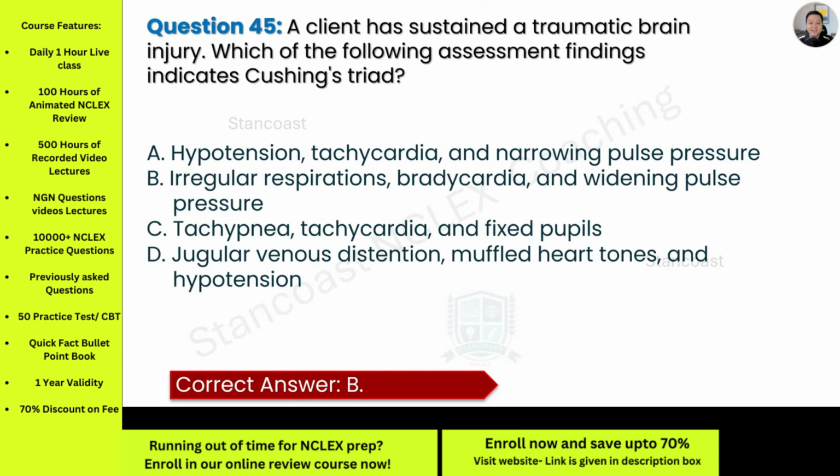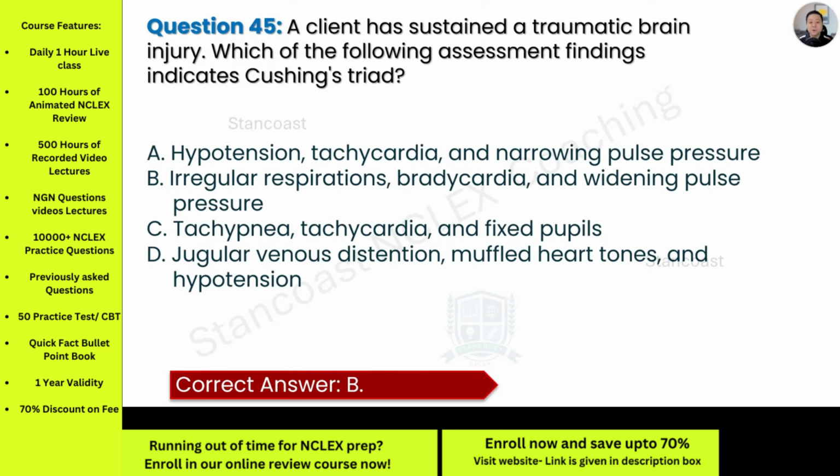The Cushing's triad is the classic set of symptoms that indicate increased intracranial pressure and impending brain herniation. So these are the manifestations. There will be irregular respirations, which occurs from brainstem dysfunction caused by the compression. Another is bradycardia, which is a reflex response to the increased ICP. We know that the vagus nerve is stimulated by the pressure on the medulla.